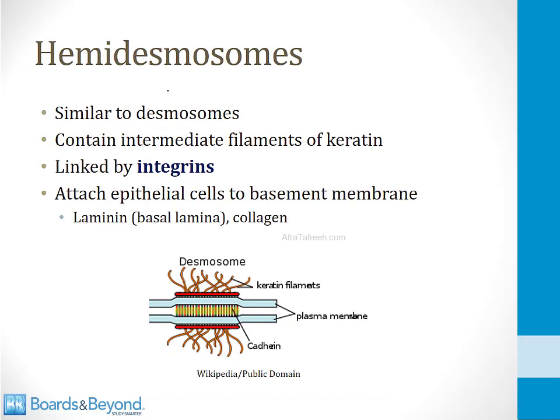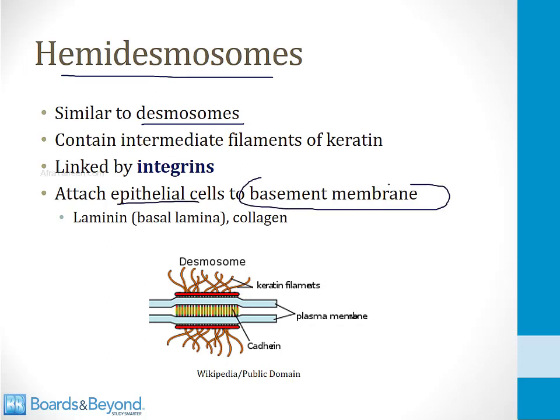So we talked about desmosomes and how those are spots where two epithelial cell membranes are joined together. A related structure is the hemidesmosome. These are similar to desmosomes, but instead of linking epithelial cell membranes together, they attach epithelial cells to the basement membrane. These hemidesmosomes contain intermediate filaments of keratin just like desmosomes, but instead of linking the filaments through cadherins like shown in this drawing here, they are linked by structures called integrins, which are also proteins.